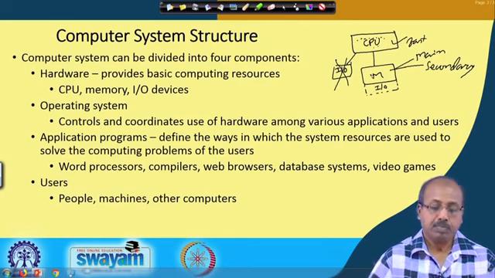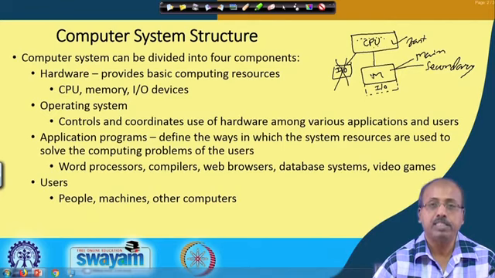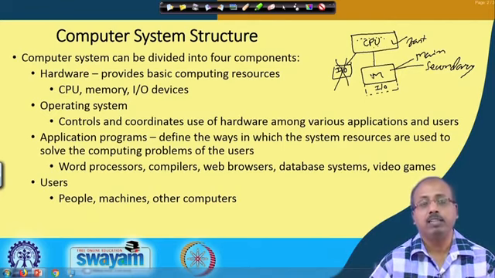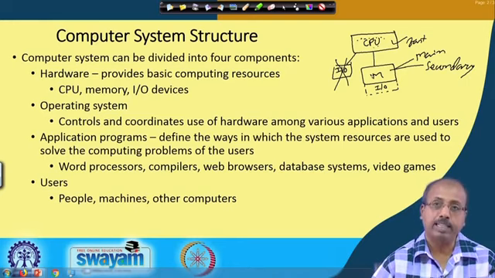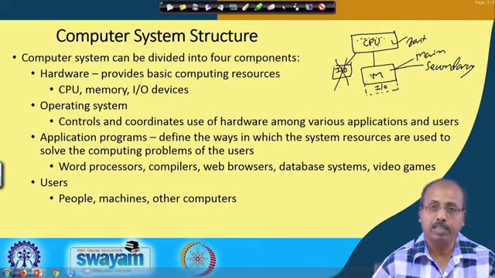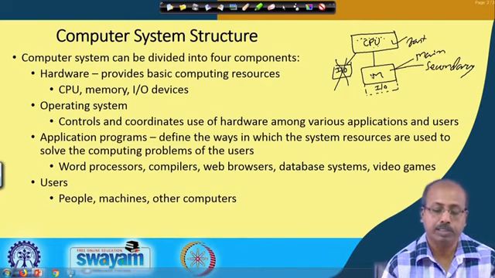At the last level we have users, who are people, machines or other computers. When I say people, I mean people who are trying to use the computer system for some purpose. Maybe somebody is browsing the net, getting weather information; somebody is writing a letter, using a word processor; somebody is developing a program for some scientific computation, using the compilers for the translation job. Like that, people may be using the computer system.